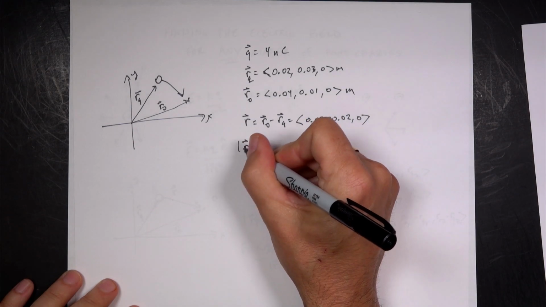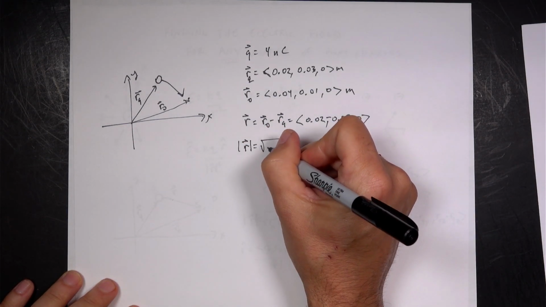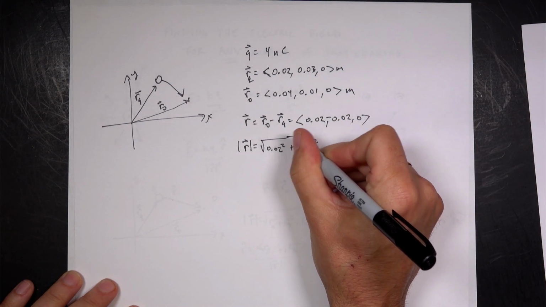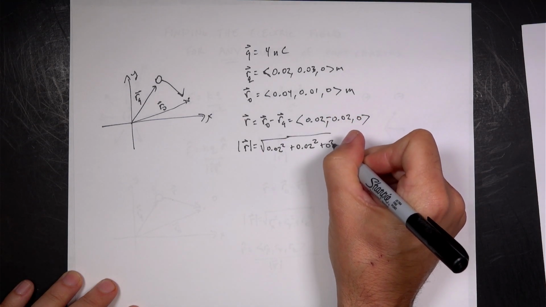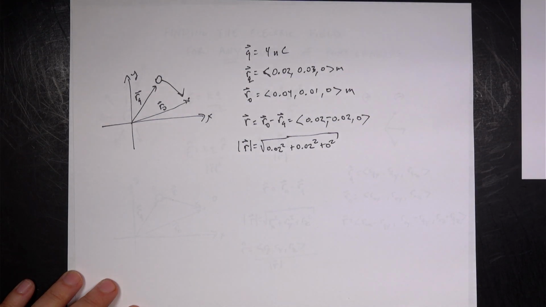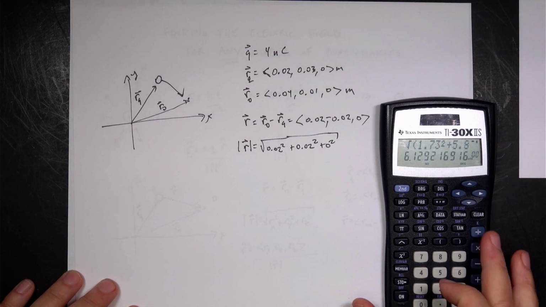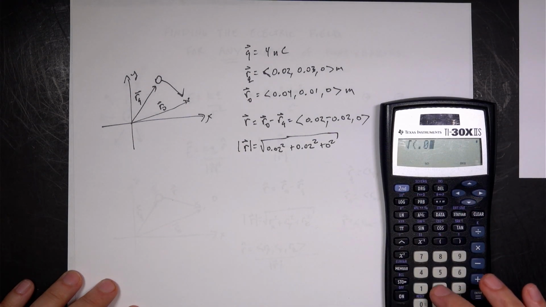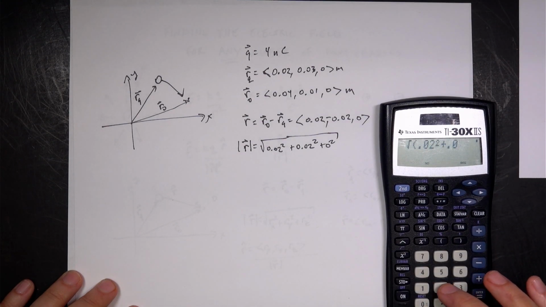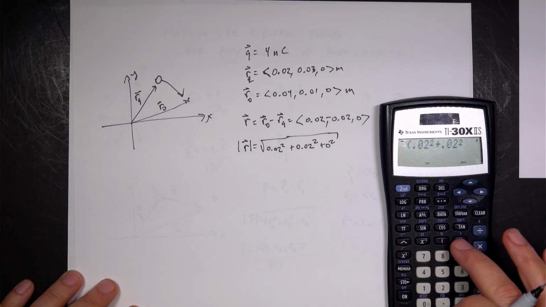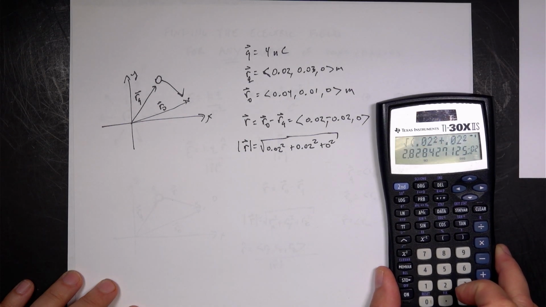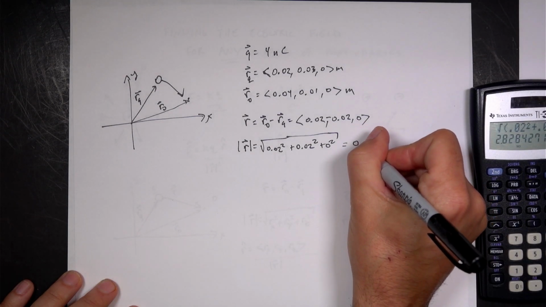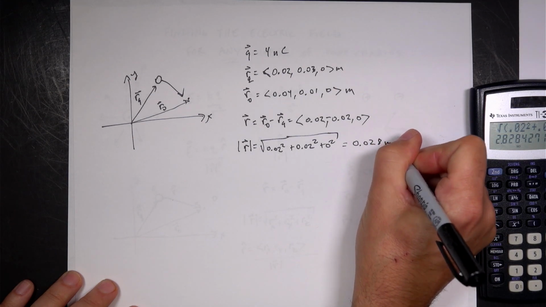Now I want to find the magnitude of that vector. R magnitude is going to be the square root of the x component squared, 0.02 squared, plus the y component squared, 0.02 squared. The negative is negative times negative, plus 0 squared. So let's do that with the calculator. It's not too hard, but that's fine. So clear this. I'll do the square root, 0.02 squared plus 0.02 squared, close parentheses, equals. And I get 0.028. Let's just round. 0.028 meters. That does have units.